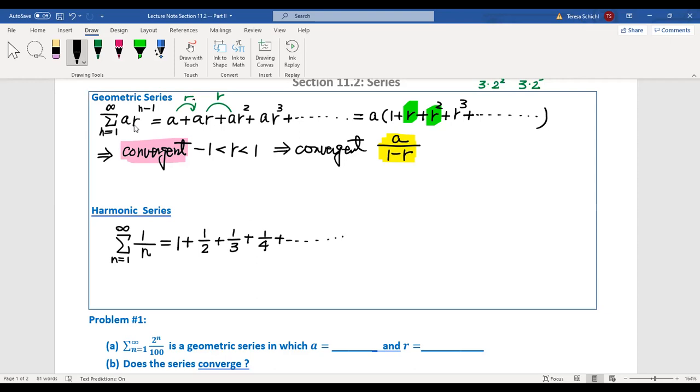One of the things we know about the harmonic series is that it is a divergent series.